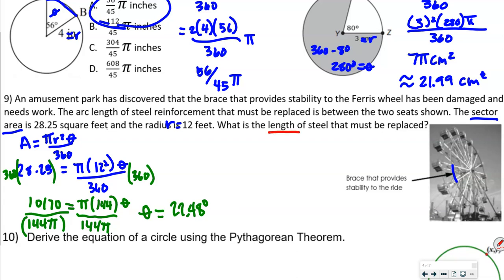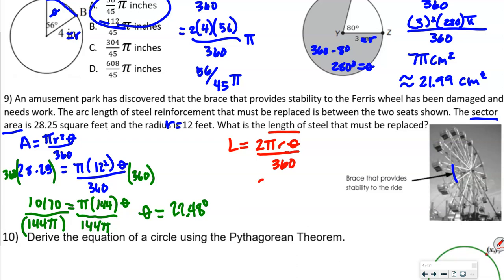So now what we want to do, because it's actually asking us for the length, it's asking us for arc length, okay? So they want to know how much material do we need for that blue right there, okay? So that's going to be L equals 2 pi r theta over 360, right?